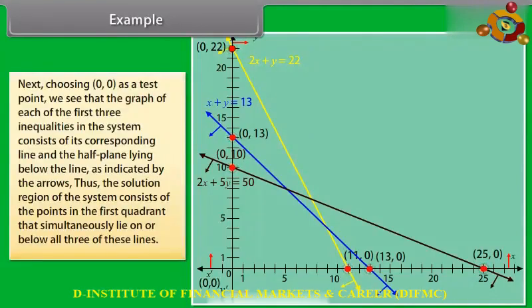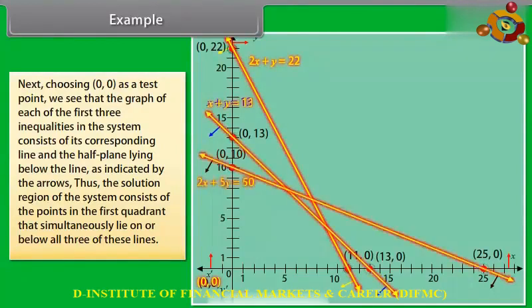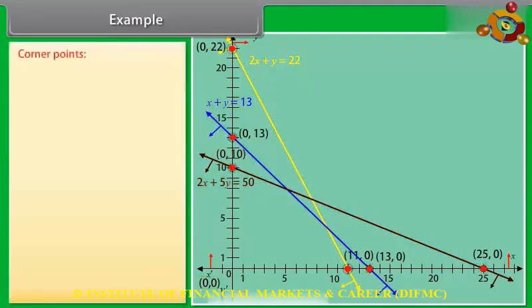Next, choosing 0, 0 as a test point, we see that the graph of each of the first three inequalities in this system consists of its corresponding line and the half-plane below the line, as indicated by the arrows. Thus, the solution region of this system consists of the points in the first quadrant that simultaneously lie on or below all three of these lines. Let's find the corner points.